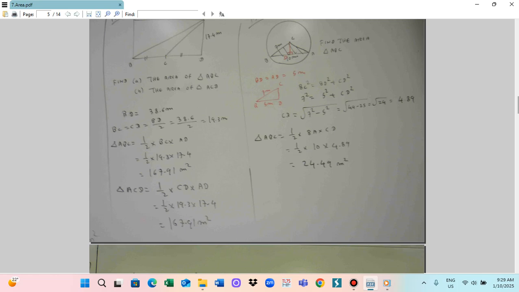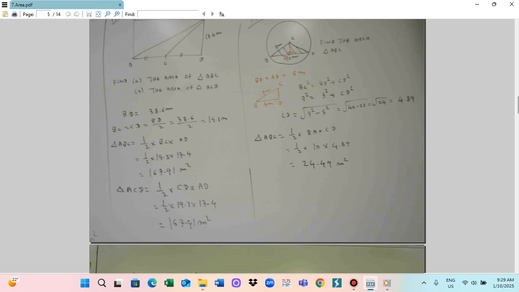And after that you got the triangle ABC area. So half multiply BA multiply CD. So half multiply BA, which is 10 meter, by CD, which is 4.89. So by this way you can find the triangle ABC area. So 4.89 multiply 10 divided by 2, you got 24.49. Answer will be 24.49 meter square.